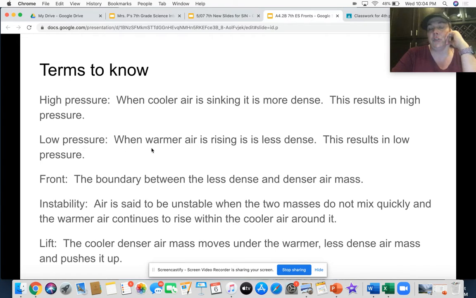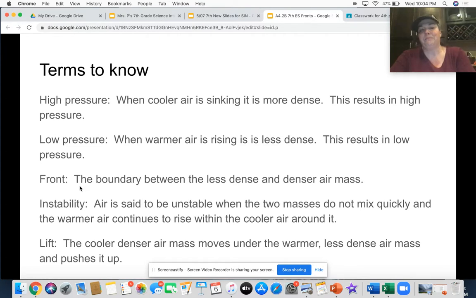A low pressure area is where the warmer air is rising. It's less dense. This results in a low pressure because it's moving up, it's more buoyant, it's just not quite as many molecules. The result is very minimal. Most of us don't ever sense it. Sometimes you can get a headache from it, but that's about it. We're not going to notice these things.